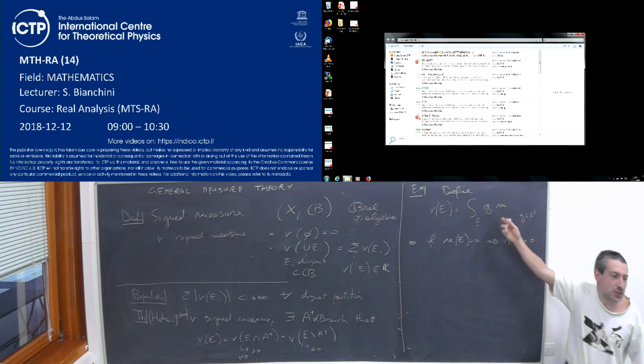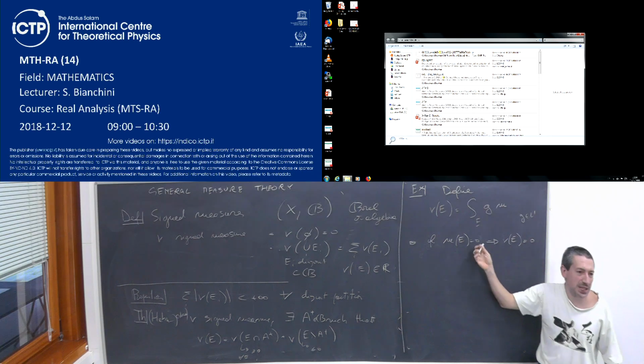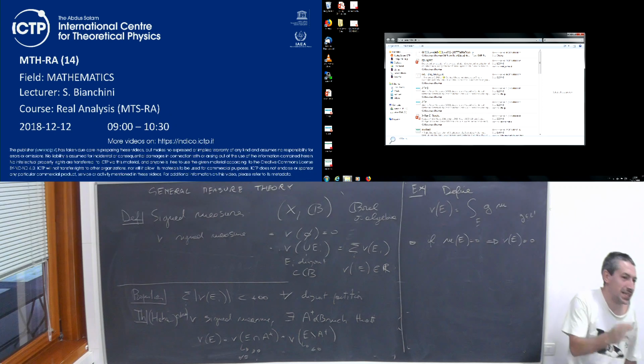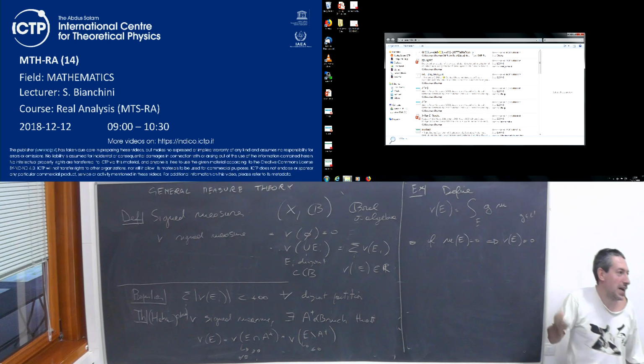Now, the integral of a function which is bounded over a set which has measure 0, using monotonicity, is less than or equal to the supremum times 0. So I have that this is as small as I want. Okay?